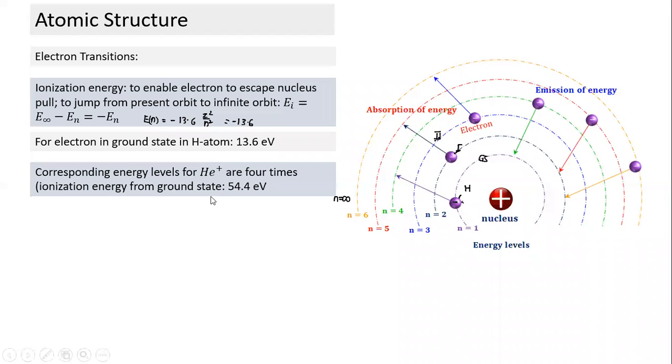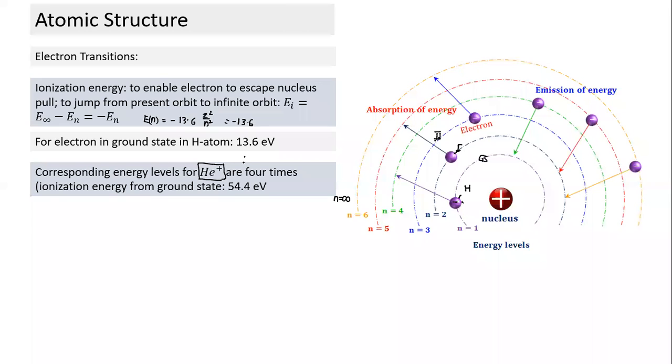What will be the ionization energy in the case of a helium ion? 54.4. Can you tell me why? Because Z is 2, and N is equal to 1. So basically it becomes 4 times.